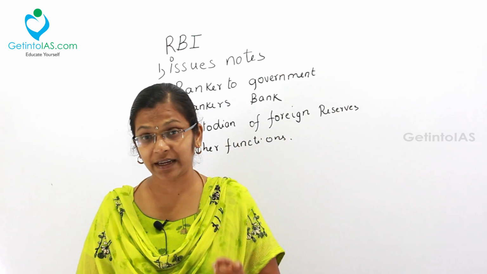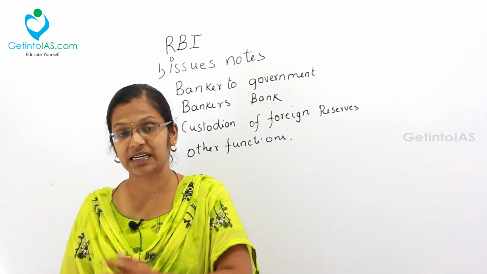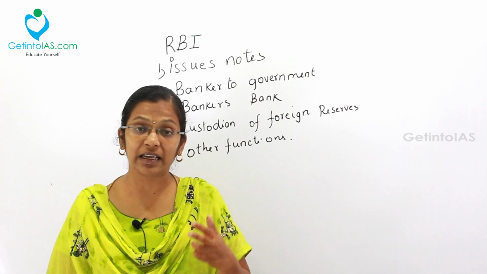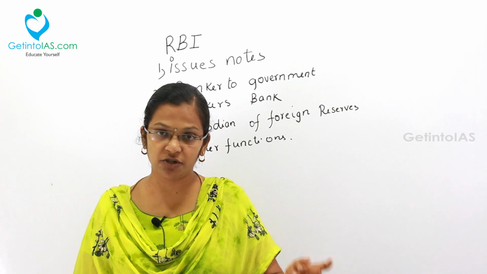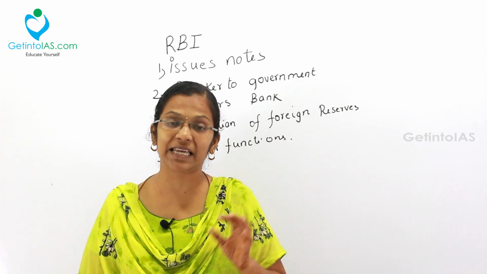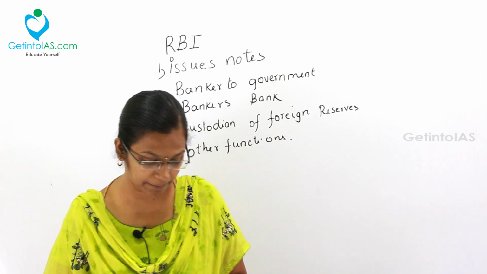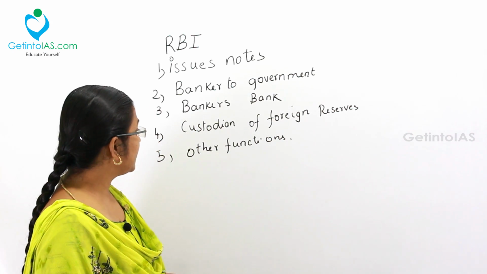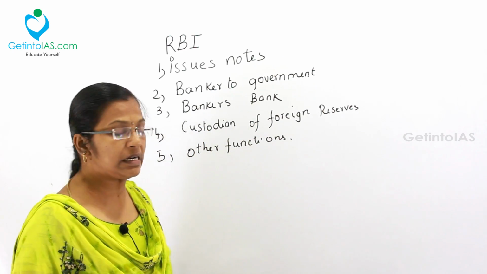So all the banking roles which the normal banks are performing to the customers, that is we, that is done by RBI but to the banks. So in short, the other banks except RBI act as customers to RBI. Okay. See, the next function is it acts as a custodian of foreign reserves.